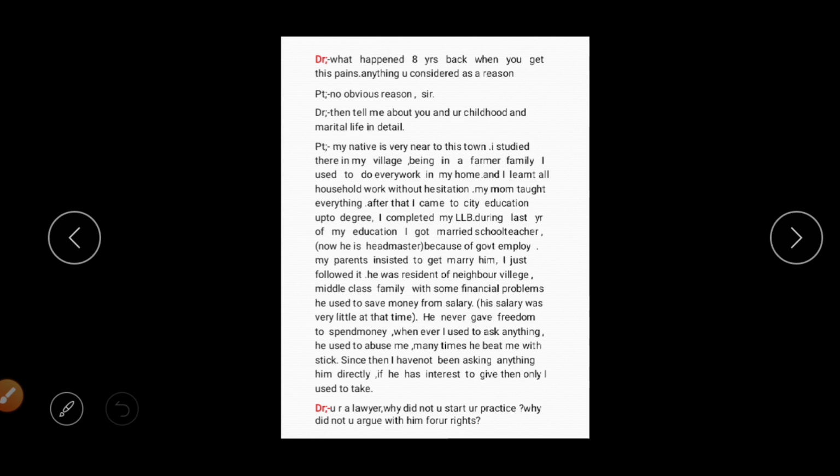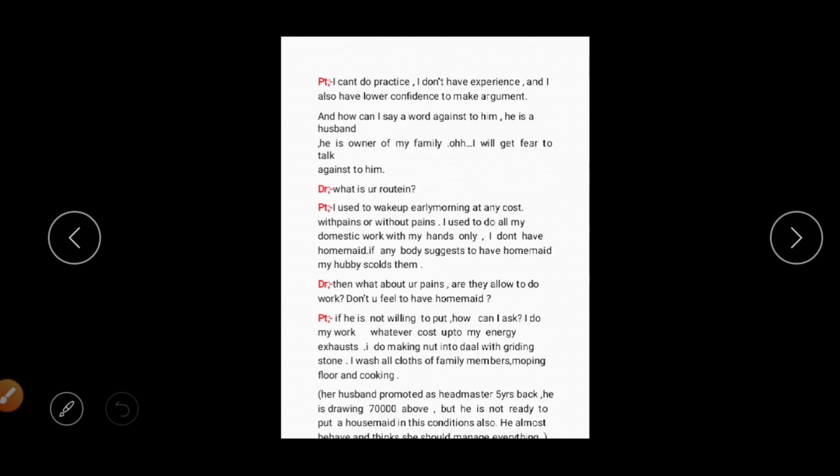She completed LLB. Then the patient told me, sir, I can't do practice. I don't have any experience, and I also have low confidence to argue with my husband or in such situations. How can I say a word against him? He is my husband, the owner of my family. I will get fear to talk against him. So this shows some timidity of nature.